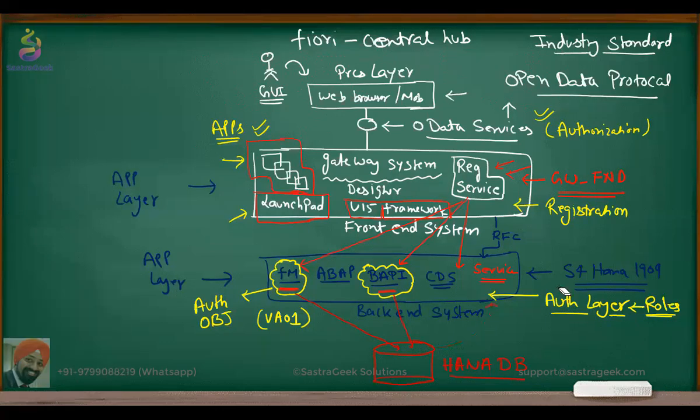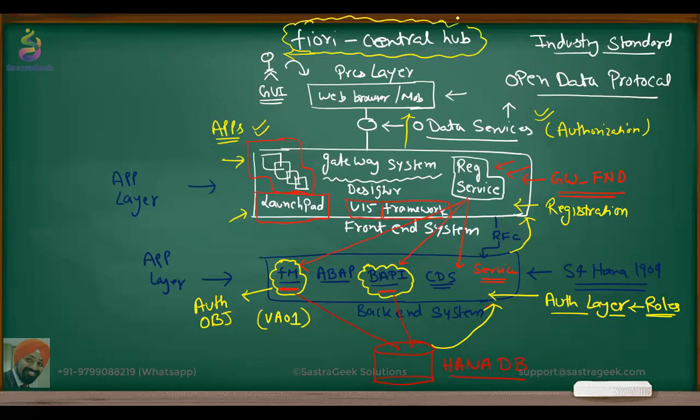So data will go from here to here. And finally, the user would be able to see the information through the web browser or mobile application, which is intended to see. Okay, so that is a high level architecture of Fiori with the central hub scenario.